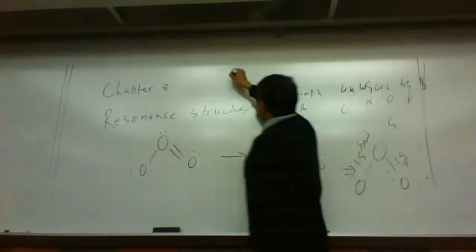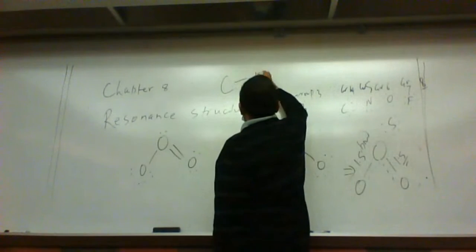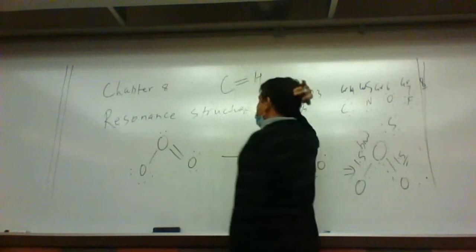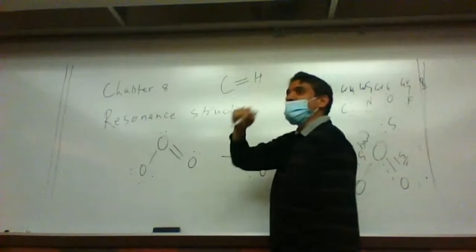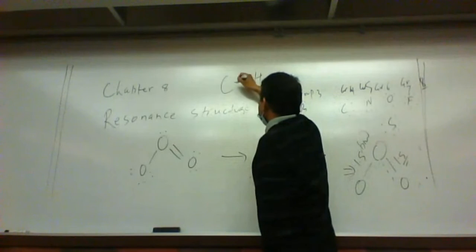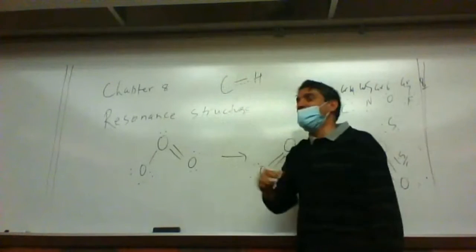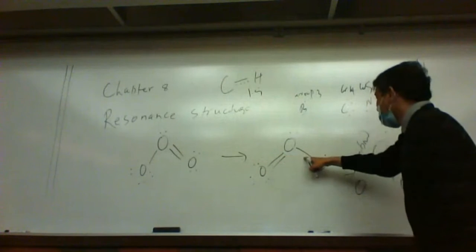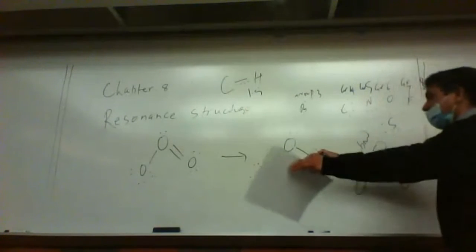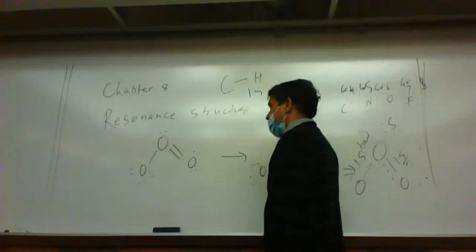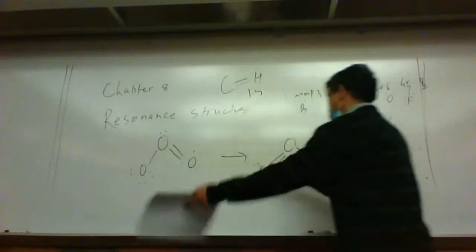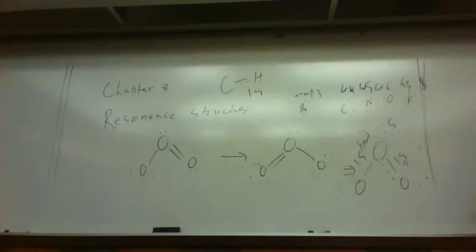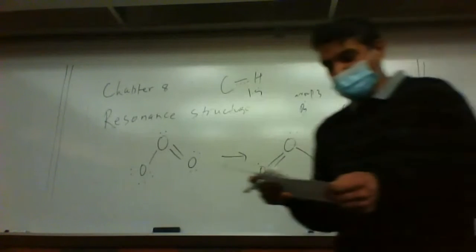So if you see something like this, it is a single bond, one bond. If you see something like this, it is a double bond, two bonds. But if you see one bond and dots like this, that's a 1.5 bond. This looks like one bond and two bonds, but in reality, it doesn't have a double bond and a single bond. This molecule has 1.5 bonds. That's called the resonance structure.